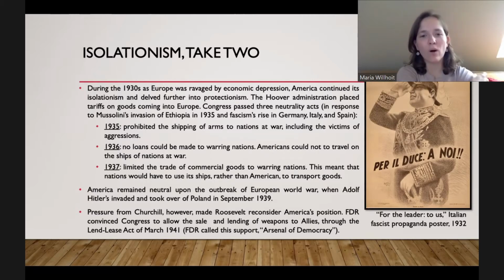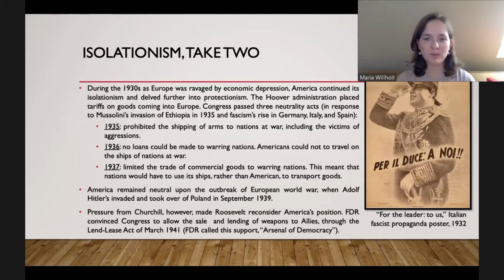But again, all of these neutrality acts are trying to make America less involved and to not step on Europeans' toes. Not trying to step on each other's feet. We're trying to keep safe in a way, distant. We also limit the trade of commercial goods to warring nations. And one of the rules of that Neutrality Act is that Americans, if they were going to buy goods from other nations, that good had to be transported on that nation's ships. It couldn't come on American ships.